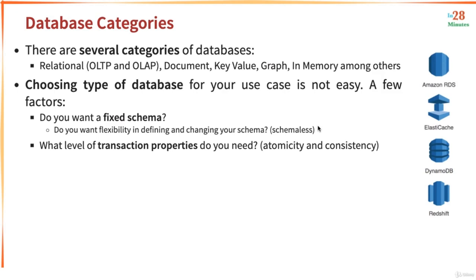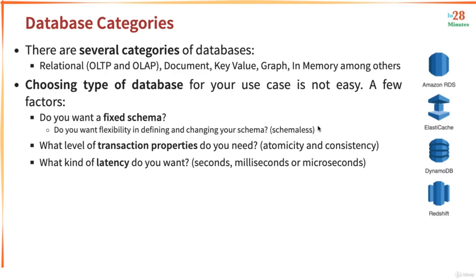The next factor is, what level of transaction properties do you need? Earlier we talked about consistency. What level of consistency do you need? What level of atomicity do you need? If you update multiple tables at the same time and one of the updates to the table fails, what should happen? What level of atomicity do you want?